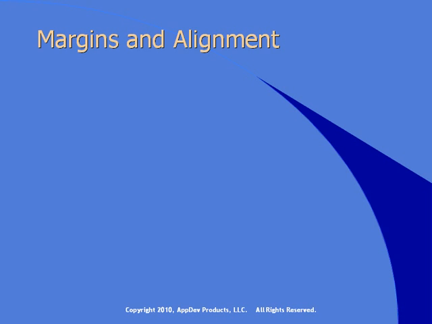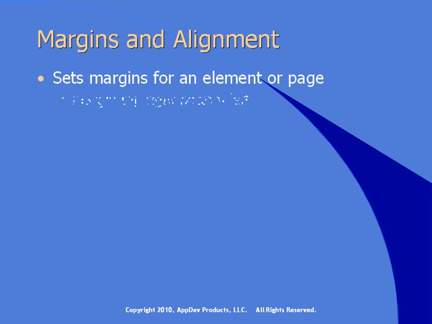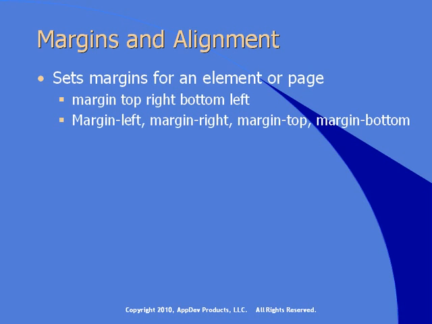For margins and alignment, you can set margins for an element or for the entire page. You can set the margin, the top, the right, the bottom, the left. You can set each individual edge, margin left, margin right. The first example lets you specify in one attribute, margin, and then the top attribute, the right, the bottom, and the left. Or you can individually set the attributes using margin left, margin right, and so on.